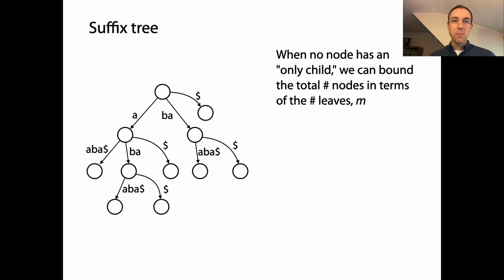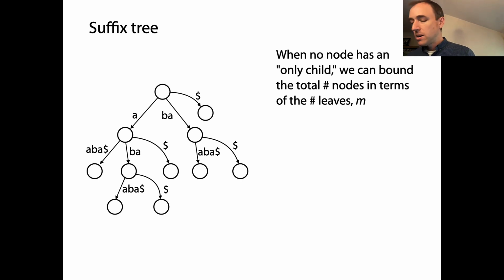So we can make an important observation about what happens to the total number of nodes in the tree when this property holds. When no node has an only child, in other words, nodes are either leaves or they have 2 or more children, then we can bound the total number of nodes in the tree in terms of the number of leaves, m. So what is this bound that we can apply?